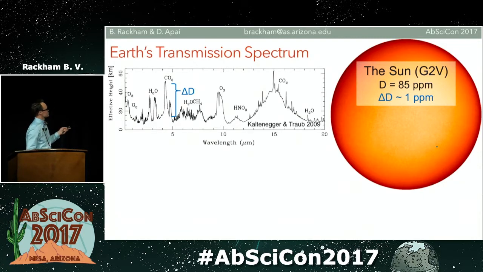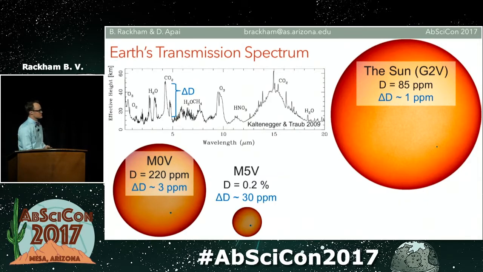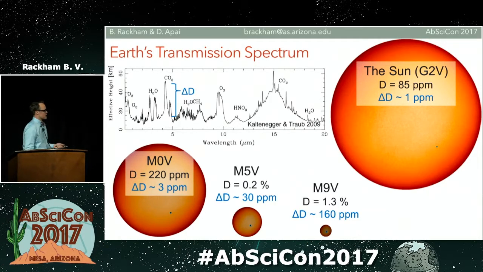We'll call that additional decrease a delta D, and the D is the regular transit depth. So getting a successful detection of a 1 part per million feature is a really tall order, but we can do better if we go to smaller stars, because the scale of this effect scales inversely with the radius squared of the star. So for an early M dwarf, we would get a 3 part per million delta D. And if we go to the latest M dwarfs, M9s, we can get a delta D as large as 160 parts per million for an Earth-like atmosphere, which is detectable even with current instrumentation.